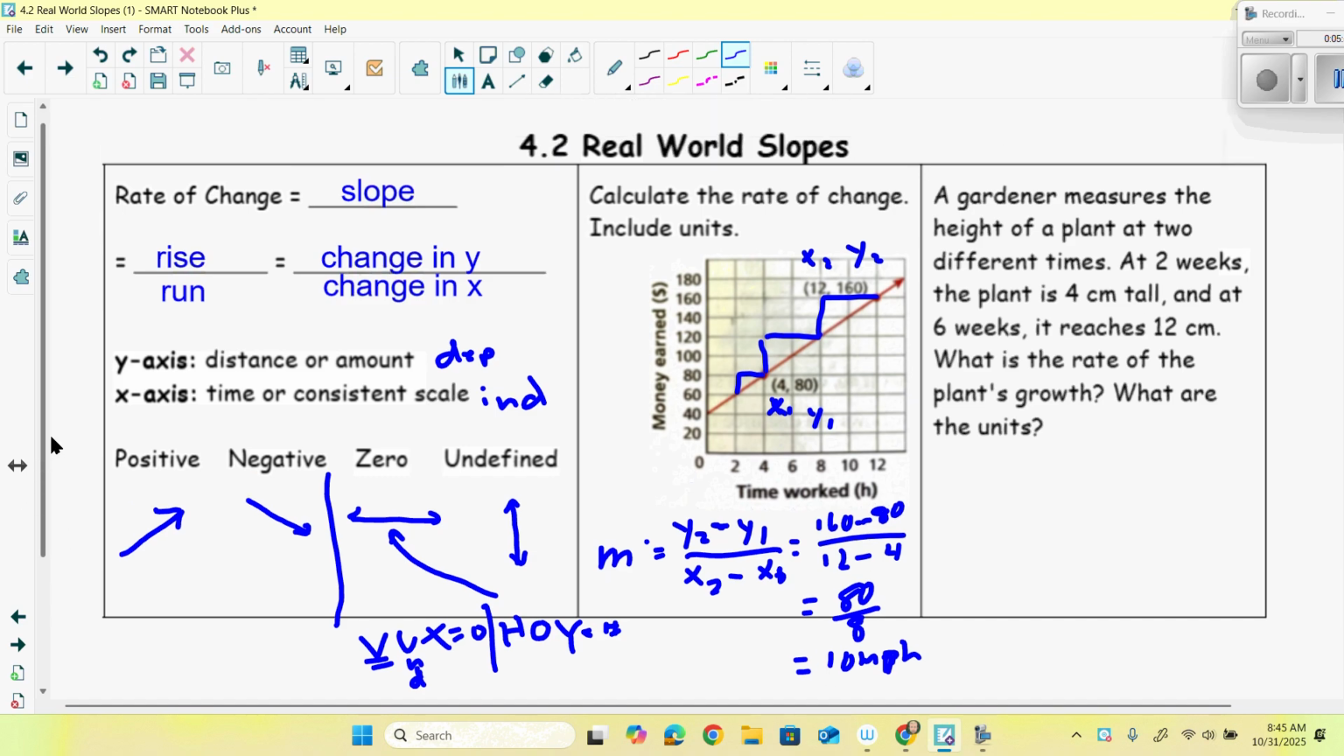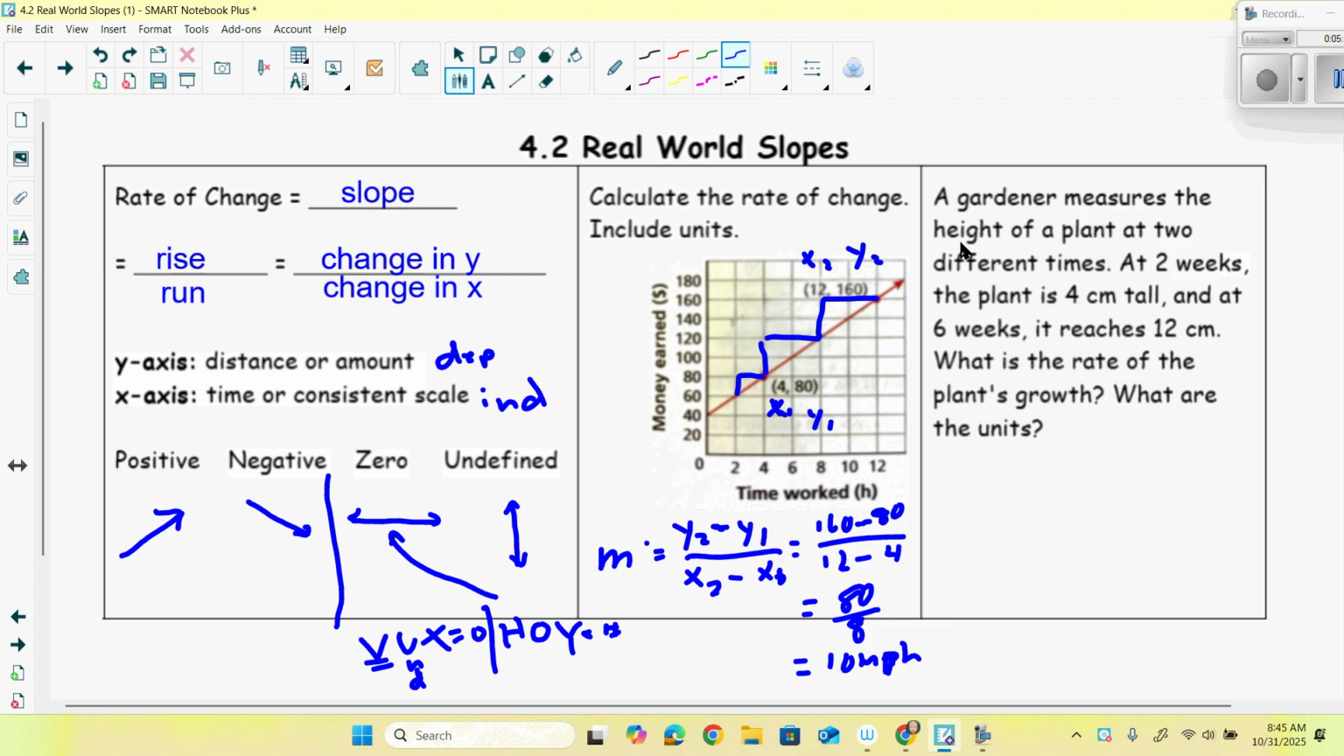And now I'm going to look at a word problem. A gardener measures the height of a plant at 2 different times. So right away, I'm thinking I'm going to have 2 ordered pairs, an independent and dependent variable. The first one occurs at 2. I have a 4 centimeter tall plant. And then at 6 weeks, that's time, our x coordinate here, it reaches 12.